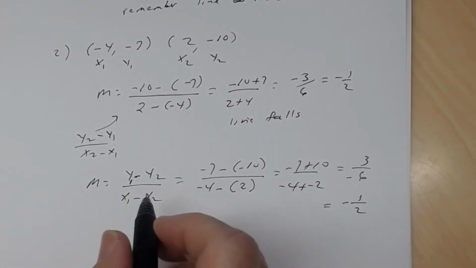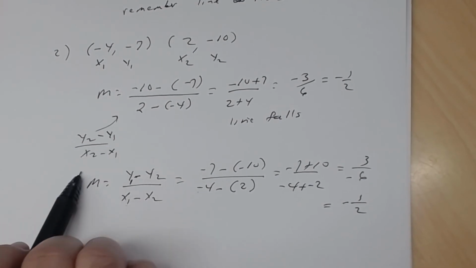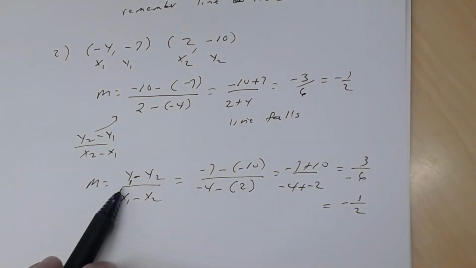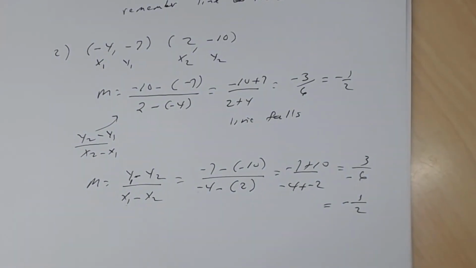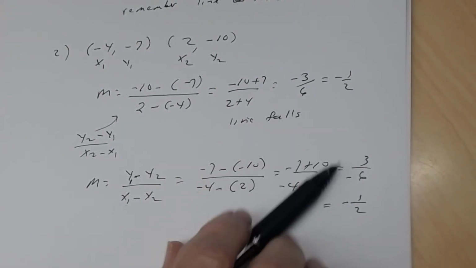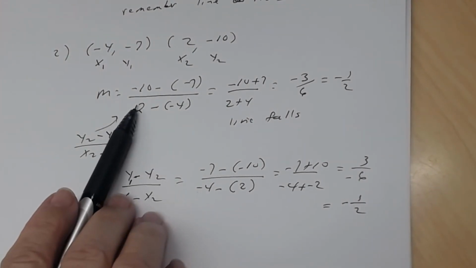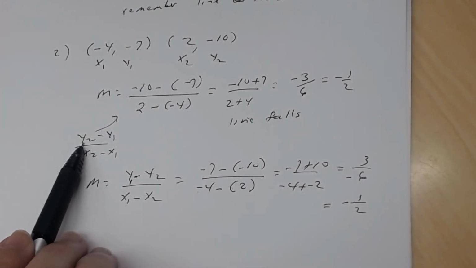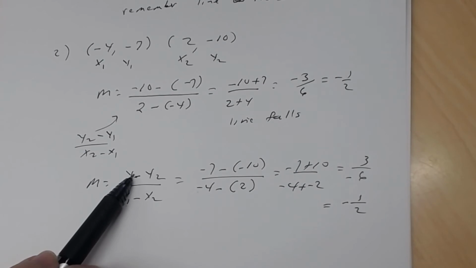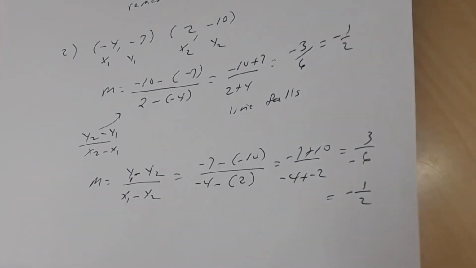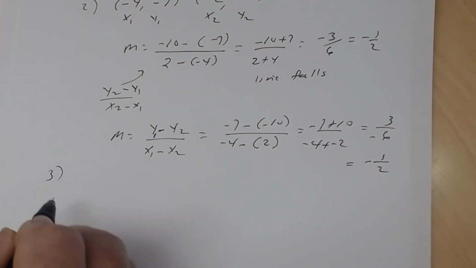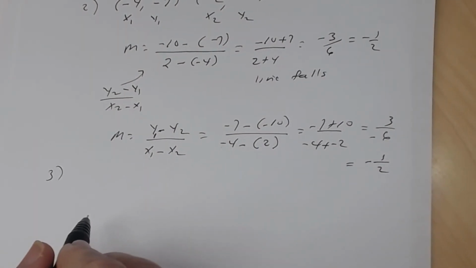So it did not matter whether you used y2 subtract y1 over x2 subtract x1 or y1 subtract y2 over x1 subtract x2. It does not matter, your slope will be the same. But you got to use the order. If you start with y2, you have to start with x2. Start with y1, you have to start with x1. Okay? All right, now let's look at one more with this, and we're going to look at vertical and horizontal lines.